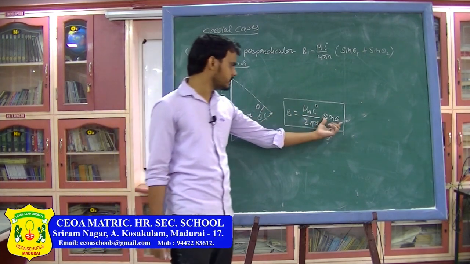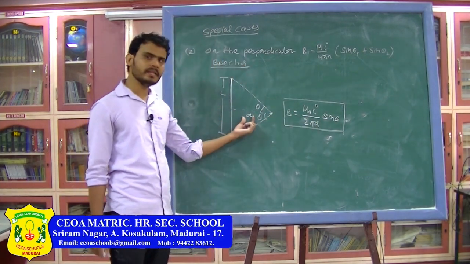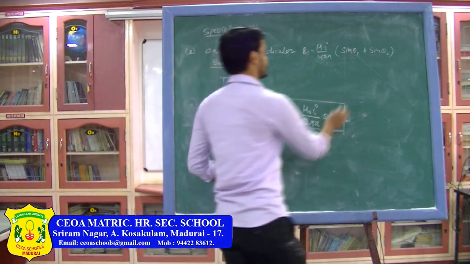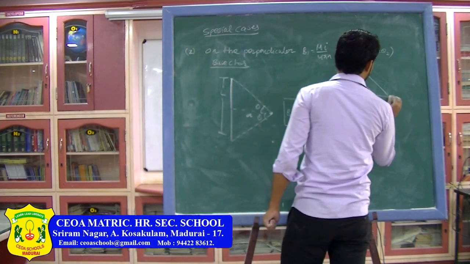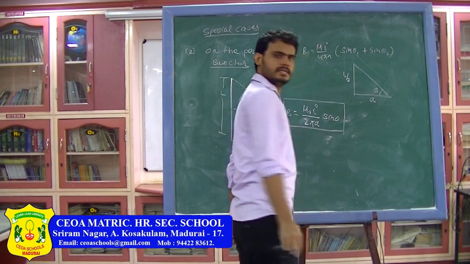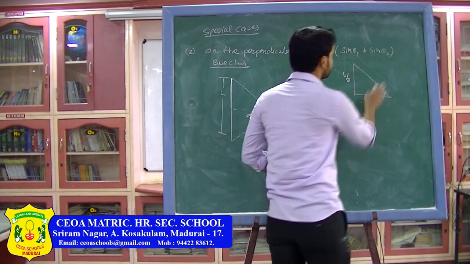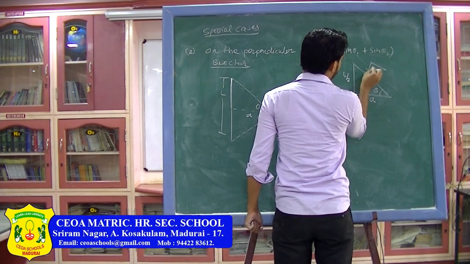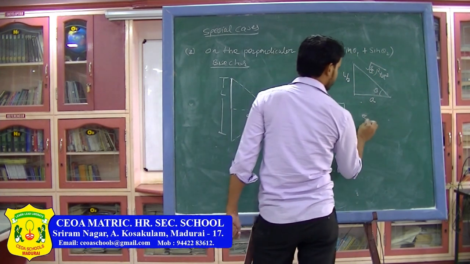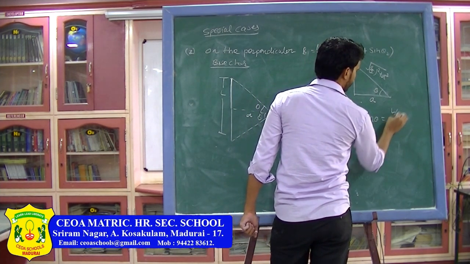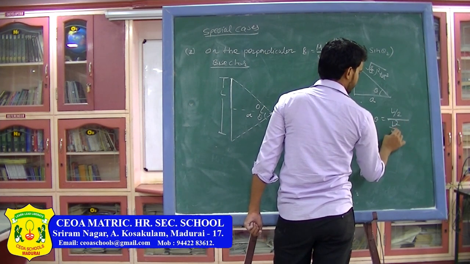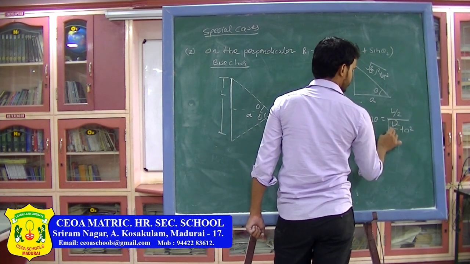Now if they don't give you theta, they only give you the length of the wire and a, then also you can find the value of sin theta. If you notice this triangle, this distance is a, this is L by 2 and this is theta. So from here I can write this distance will be root of (L by 2) square plus a square. From here sin theta can be written as opposite divided by hypotenuse, which is L by 2 divided by root of L square by 4 plus a square.